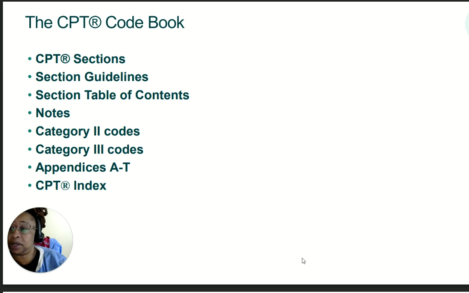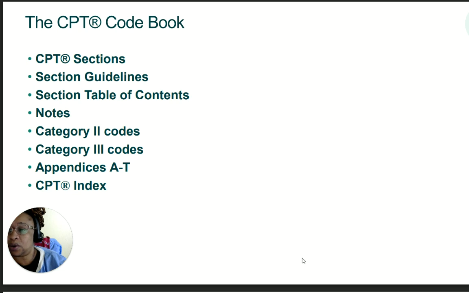The CPT code book has CPT section guidelines and a section table of contents. They have notes that you can make inside your book. Keep in mind, this is your personal book. Personalize it to your way of learning, with whatever examples or similarities you need to direct you to the actual area you need to go. Keep in mind, never ever ever code from your index when looking for codes. Always go into your tabular to confirm your actual code.